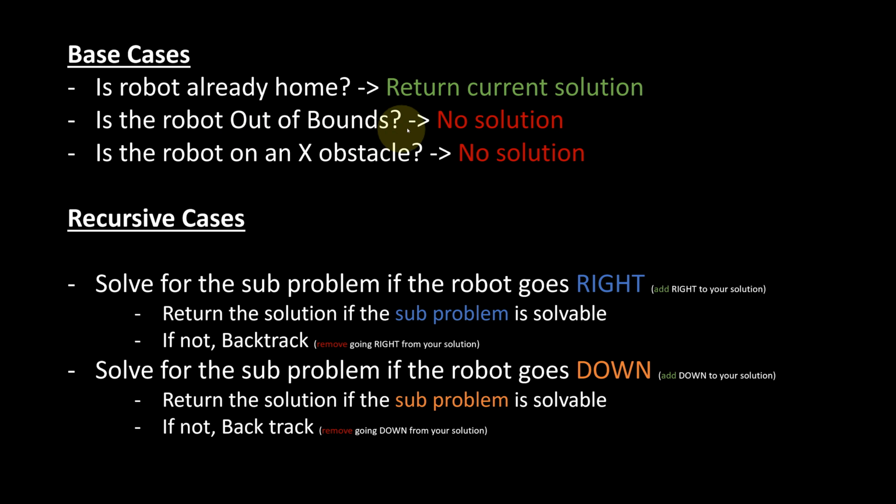If the robot is out of bounds, then there's no solution because you can't go out of bounds. And if the robot is on an X obstacle, that's also no solution. So these are the base cases, the super easy ones.